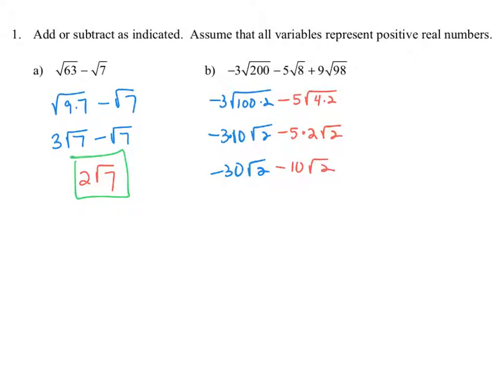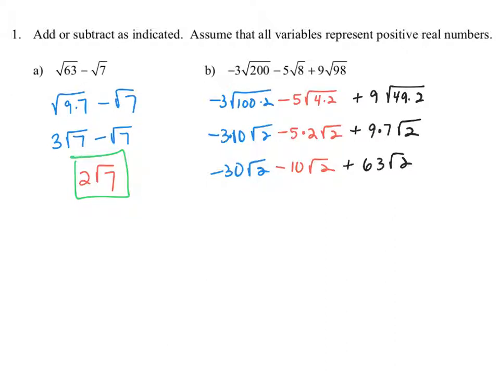minus 10 times the square root of 2. And then with this 9 times the square root of 98, we can write this as factoring 98 into 49 times 2, where 49 is a perfect square, and the square root of 49 is 7, so we can bring out 9 times 7 in front of the radical and leave the 2. So that'll give us 63 radical 2.